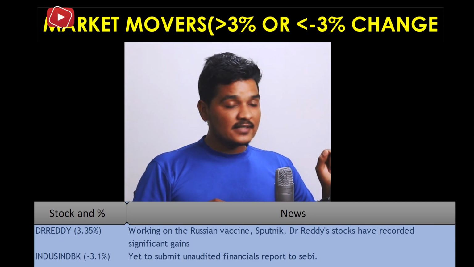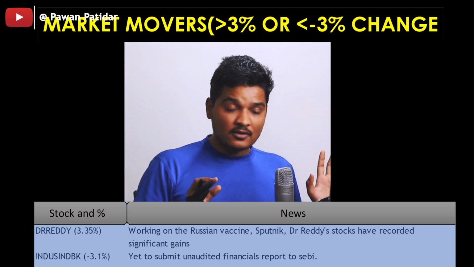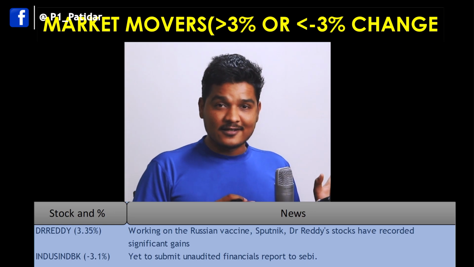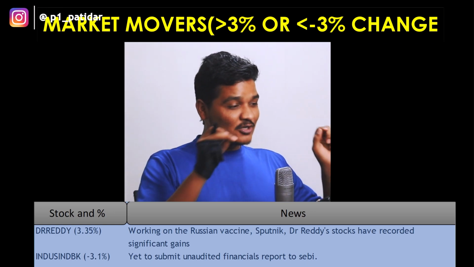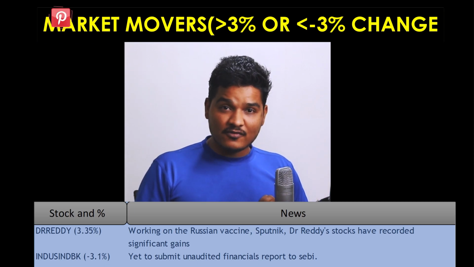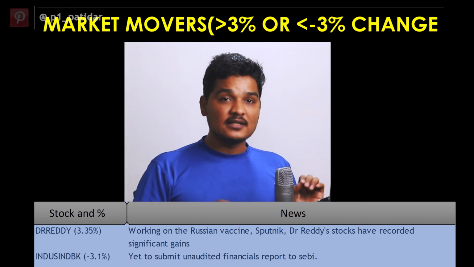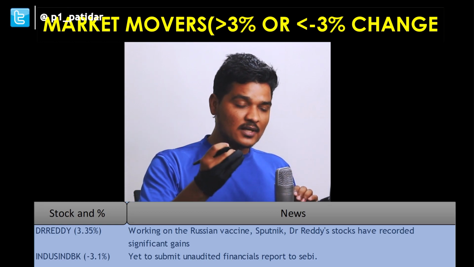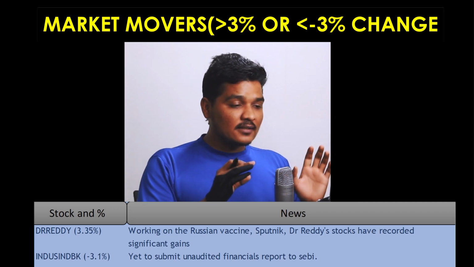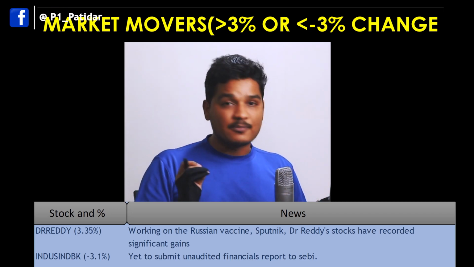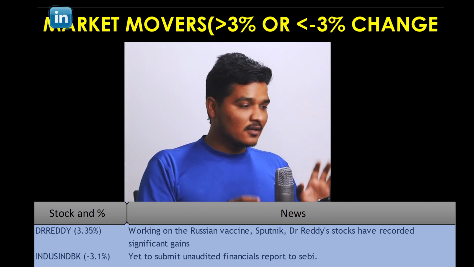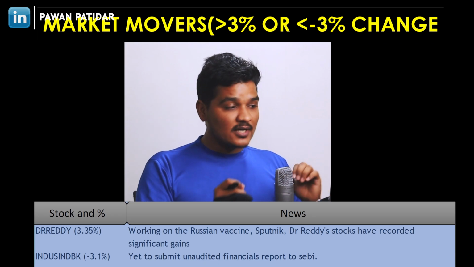If you see IndusInd Bank, it was continuously gaining and has gained more than 100%. I took this stock earlier and I am still in profit, but today it actually lost, negative 3.1%. What was the reason? If you saw yesterday's news, IndusInd Bank submitted to SEBI that they have some unaudited financial reports. That intimation has been given to SEBI. After that news, which we got yesterday, this stock fell today.